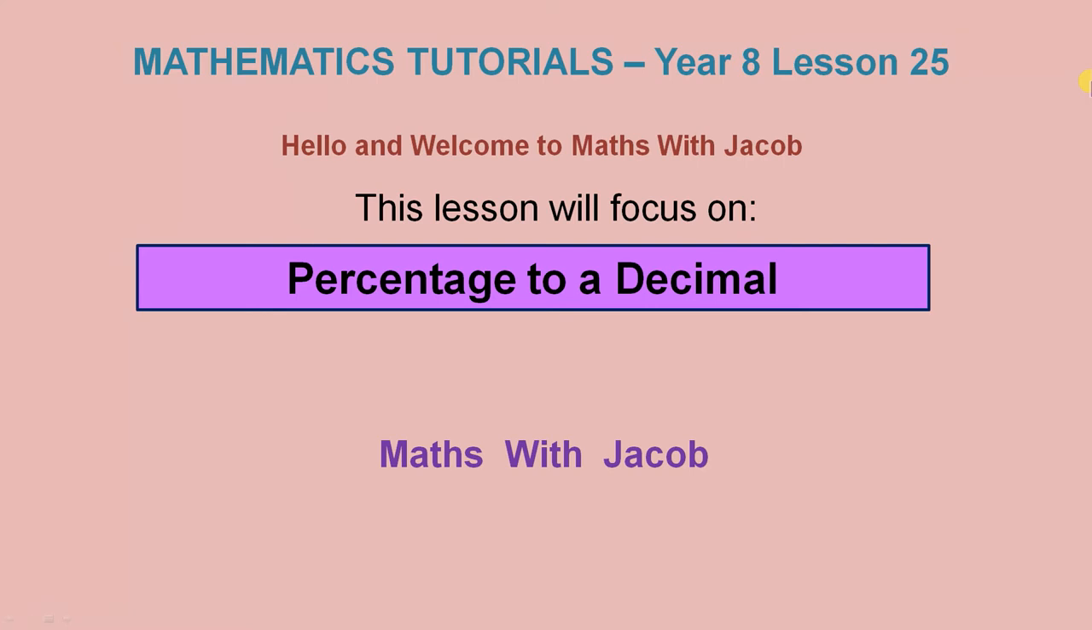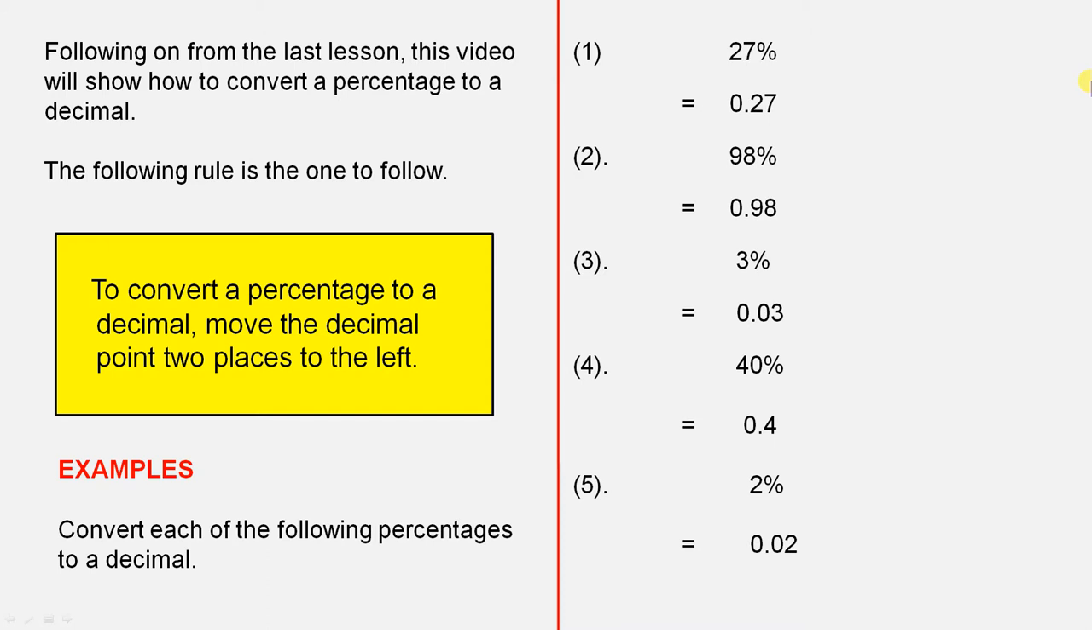This lesson will focus on percentage to a decimal. Following on from the last lesson, this video will show how to convert a percentage to a decimal. The following rule is the one to follow. To convert a percentage to a decimal, move the decimal point 2 places to the left. Examples: convert each of the following percentages to a decimal.